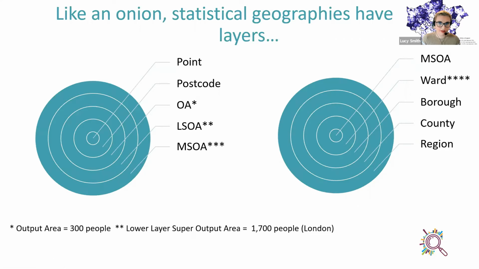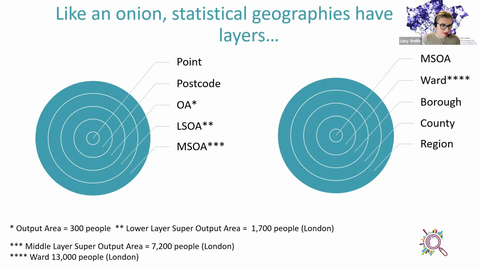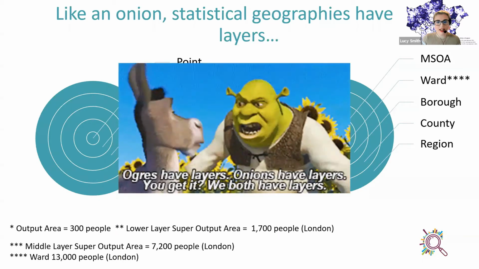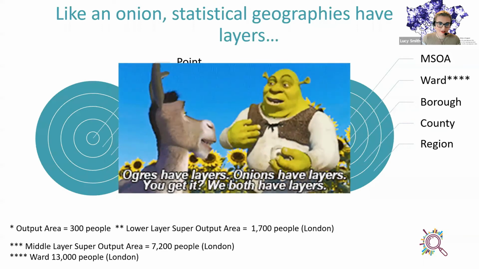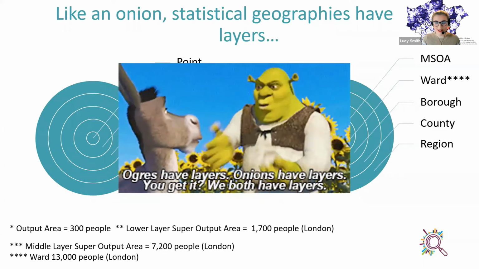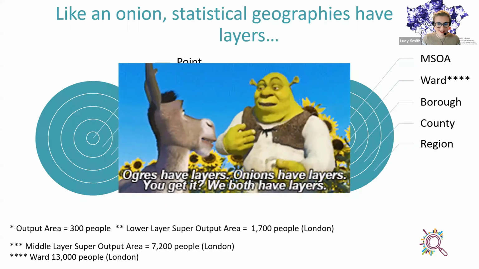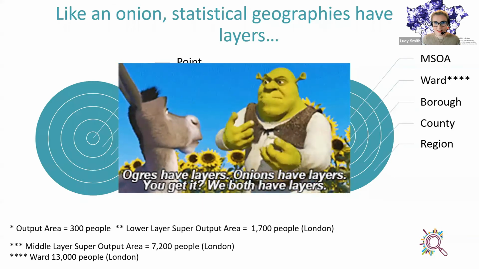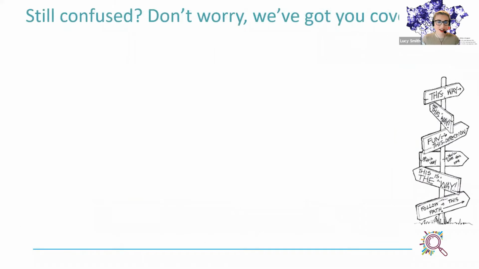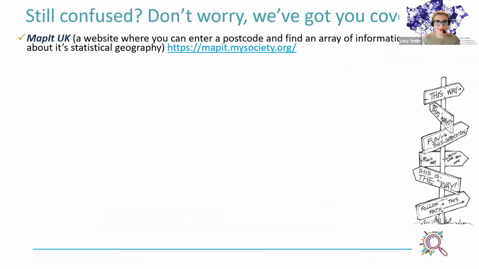So Kate actually ran through the stats on London. So an output area in London accounts for roughly 300 people. Lower layer super output area, 1,700 people. Middle layer super output area, 7,200 people, and a ward has approximately 13,000 people. And yeah, when in doubt, think of Shrek. So these maps are like ogres. Ogres have got layers, onions have got layers, and so have these statistical geographies. So if you're still confused, don't worry, we've got you covered.